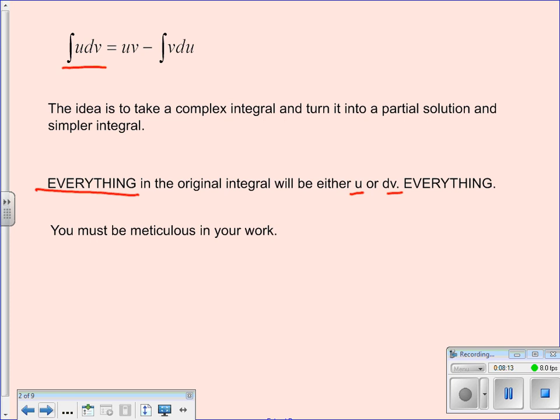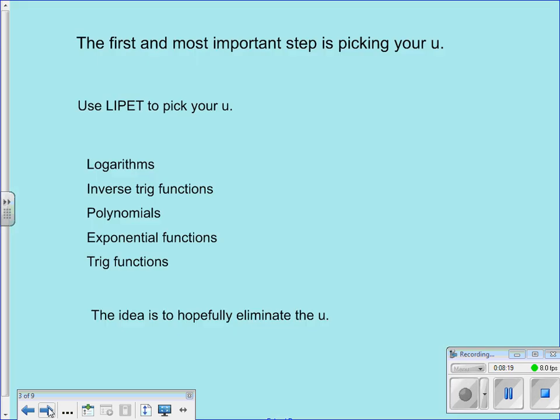Now, the hardest part about integration by parts is deciding what u is. The hardest part is picking your u. However, we have a rule to help us decide what our u should be: LIPET. LIPET is what you use to pick your u.